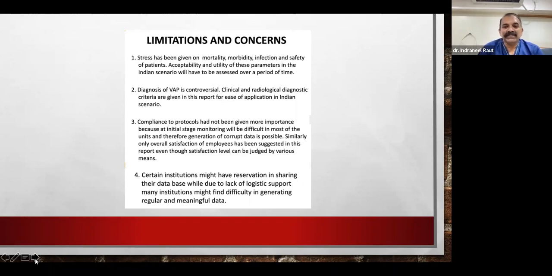Then some institutions may have reservations in sharing the database due to lack of logistic support. Many institutions may find it difficult to generate regular and meaningful data. If you're not adequately staffed, you require somebody to monitor all this, right? Suppose your quality department has just one person, then how are they going to capture data? You can't expect your sisters to do everything.